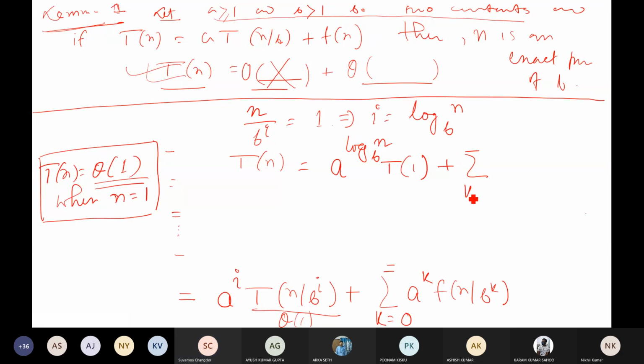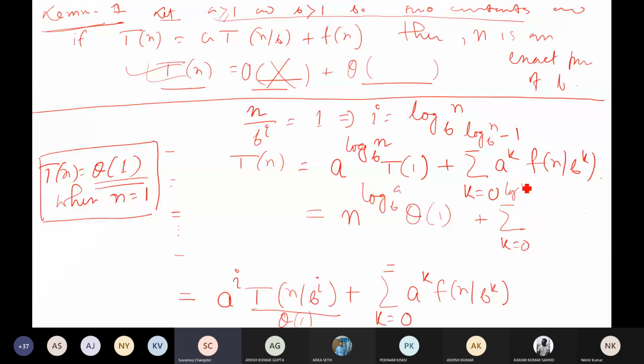Okay. So that equals, we can write n to the power log a base b, theta of 1 plus the sum. Since I have used i here, you can also write j, because in the book you will find that this is written as j. I am writing here k equals 0 to log n base b minus 1, a to the power k f of n by b to the power k.